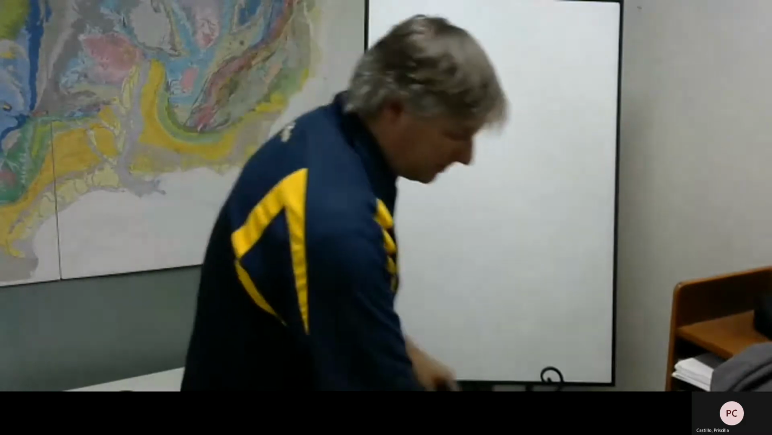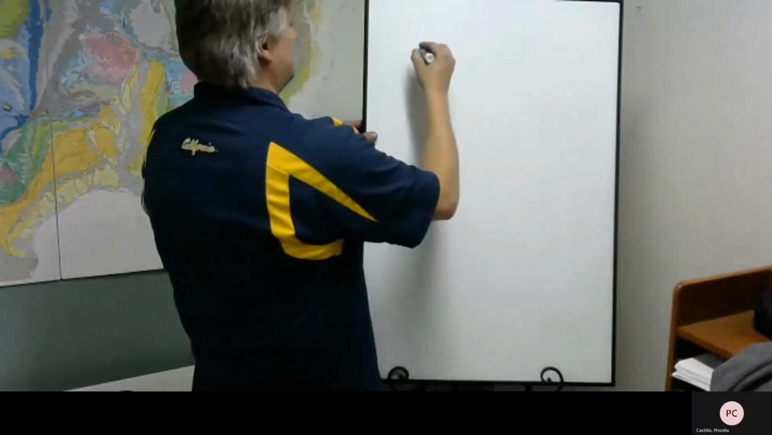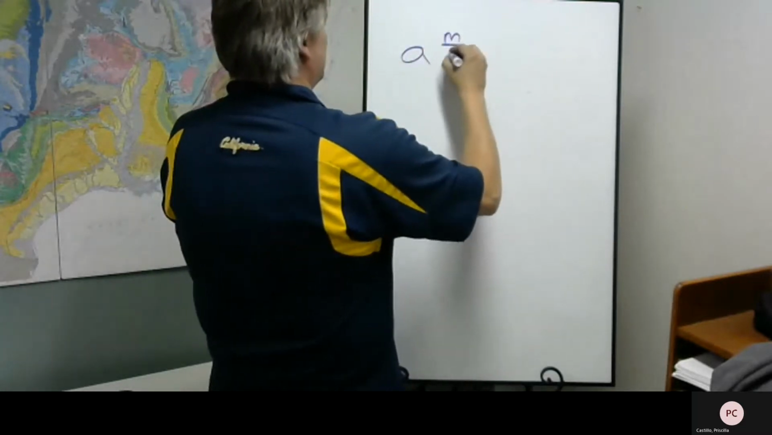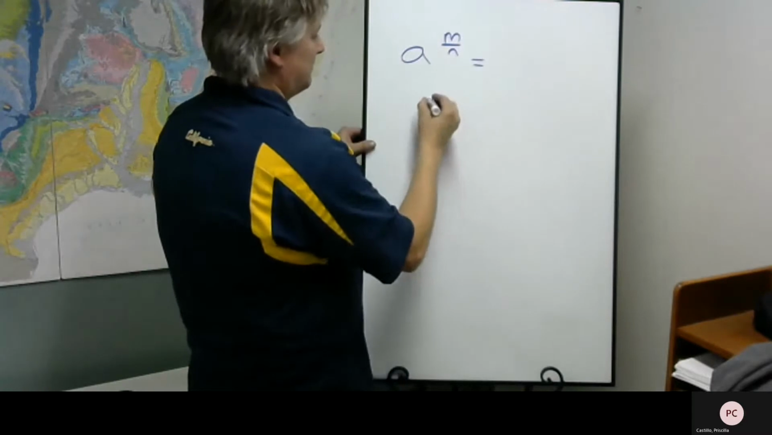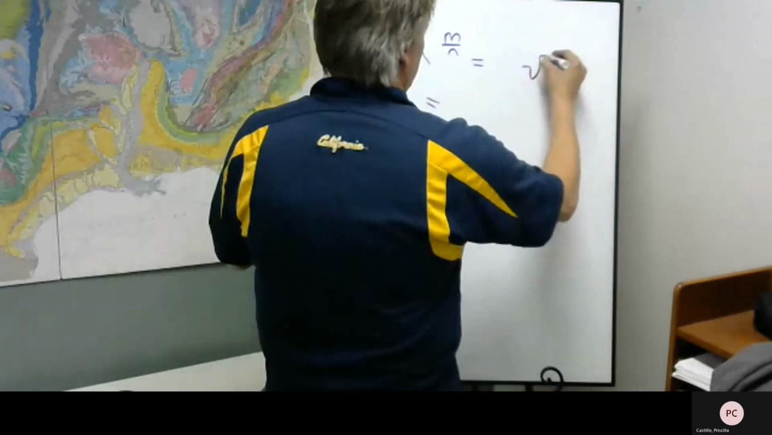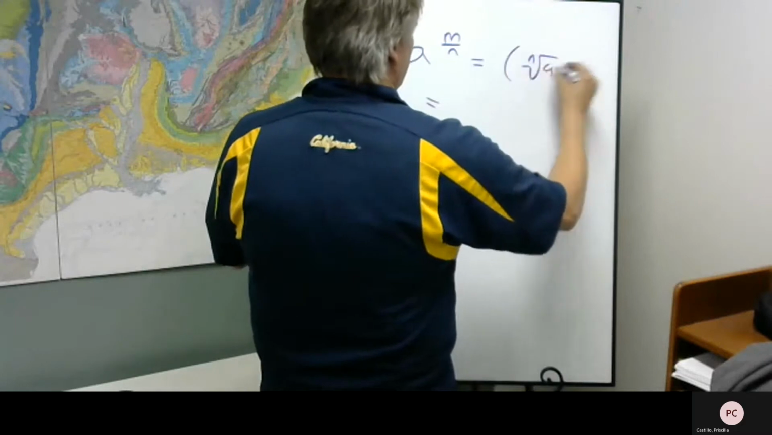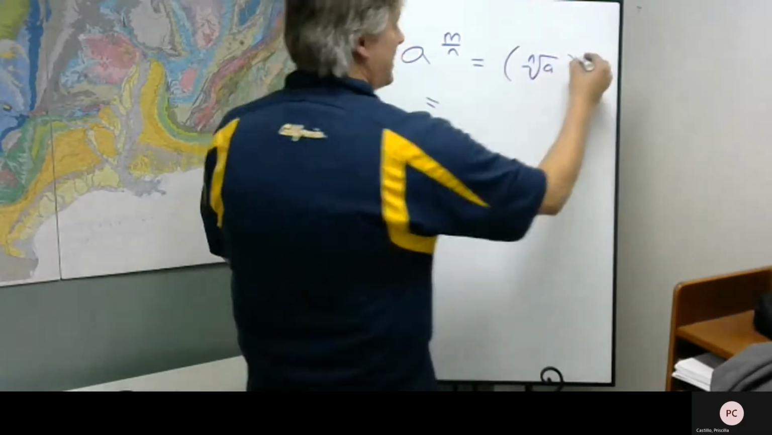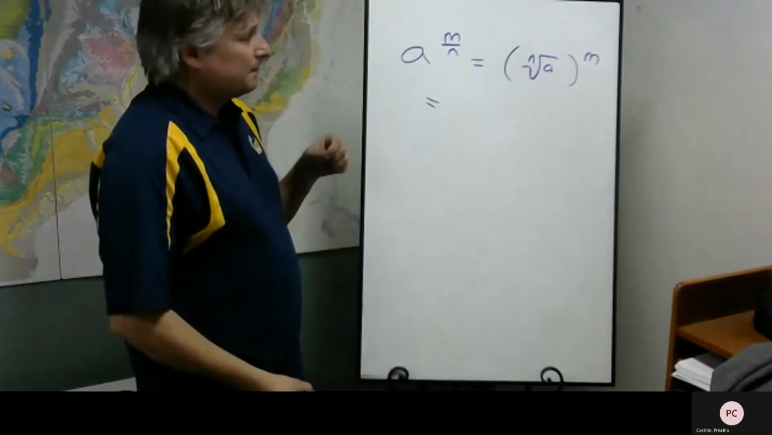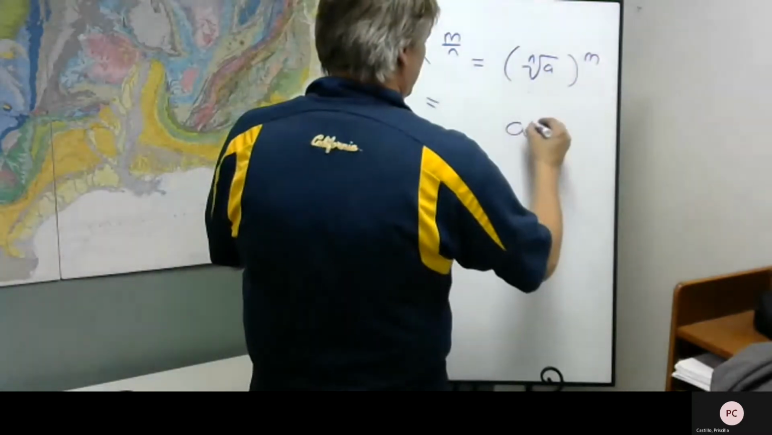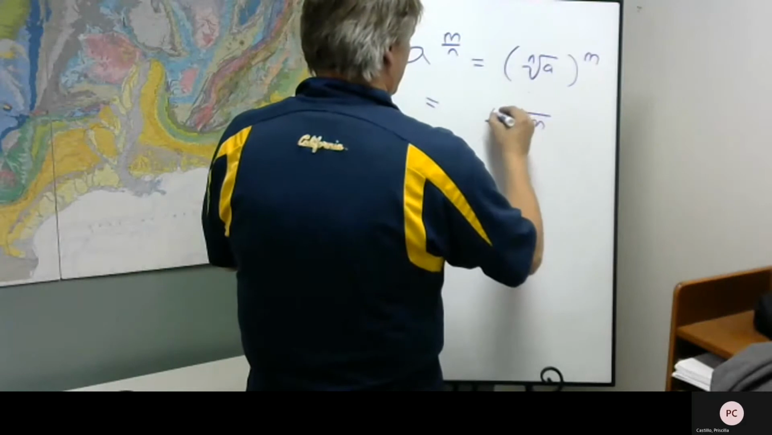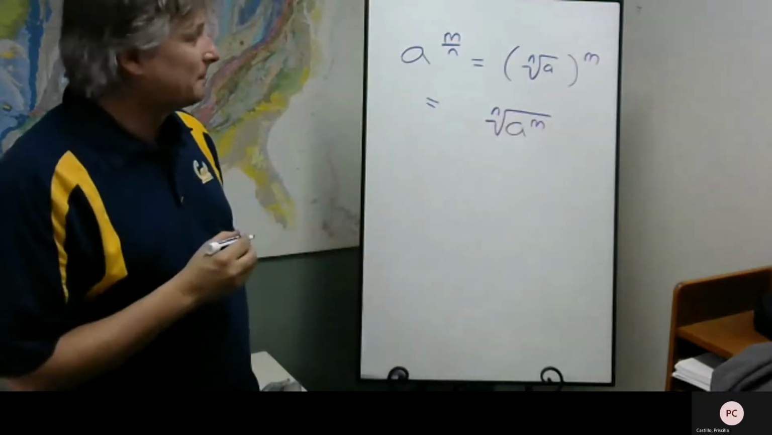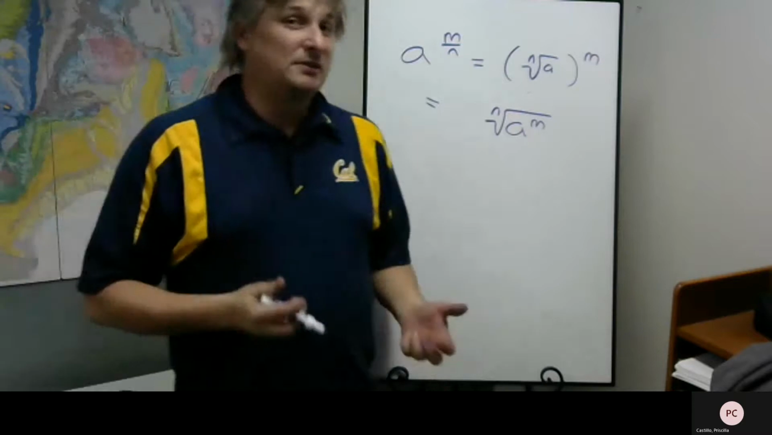So the way this sort of boils down is this. You can take a to the m over n, and you can do the nth root of a, figure that out, give an exponent of m, or you can compute a to the m and take the nth root like that. So any questions about that?